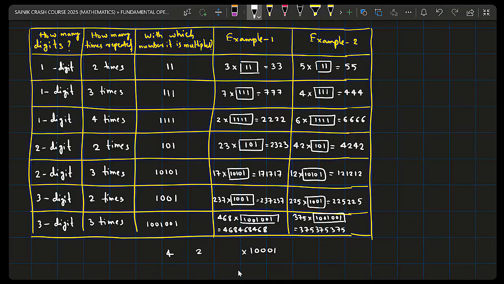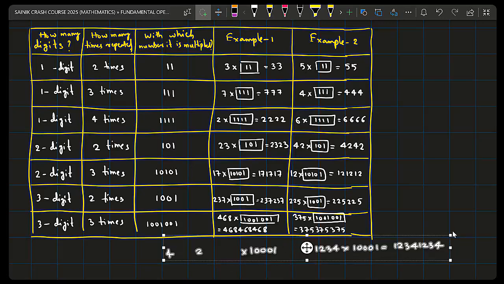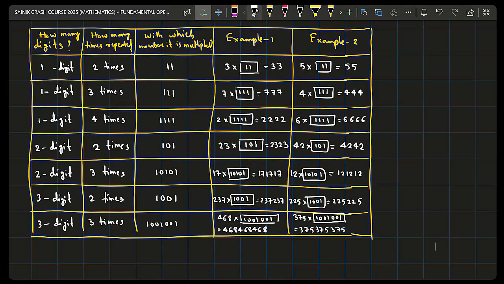Then any four-digit number will be repeated two times. For example, I take 1234 multiplied by 10001, then you get the answer 1234 1234 repeated. This pattern will continue, and so you must remember this table, by multiplying by which number it will be repeated any number of times. And one more thing, you should also remember any factors for this.